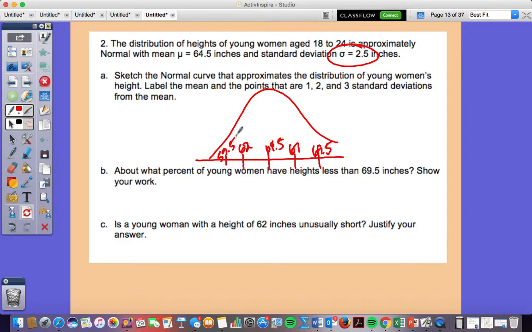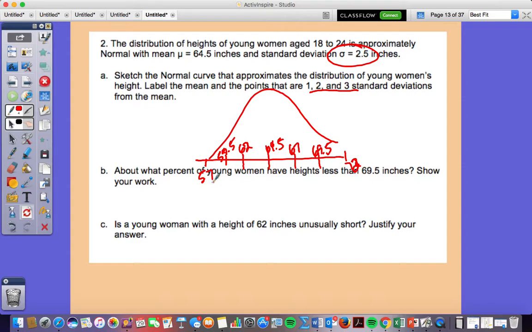So now let's go after it. Sketch the normal curve, approximate the distribution of 1, 2, and 3. So I would actually take it one more on the left and to the right. That would be 72, and then subtract that, we get 57. Okay, there we are.